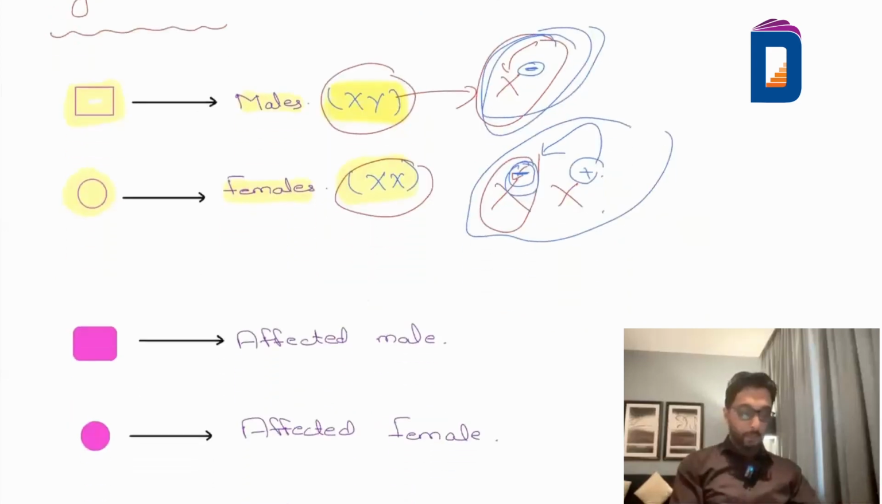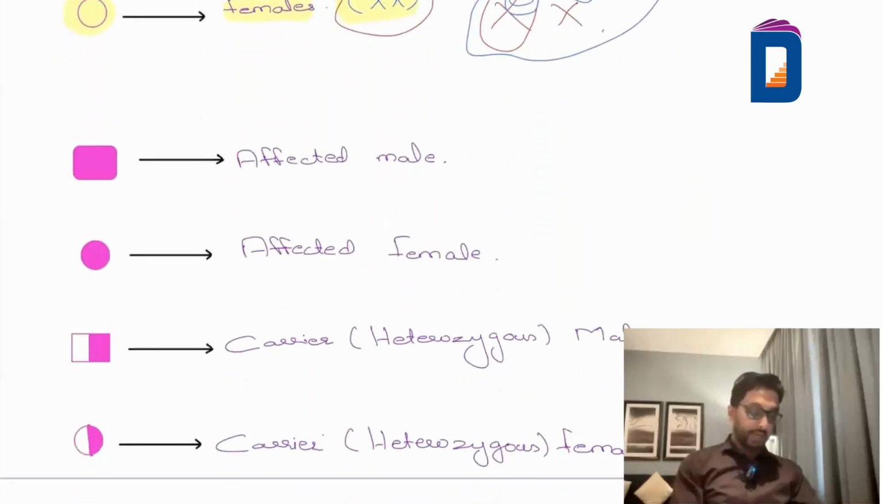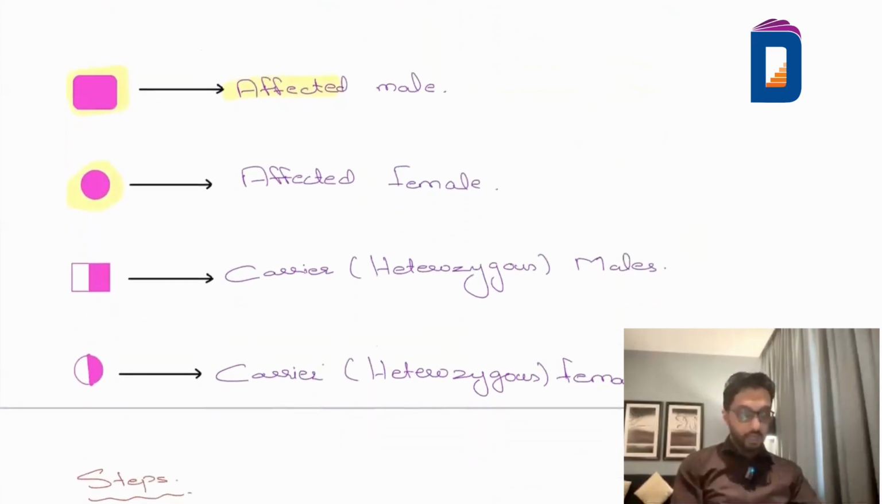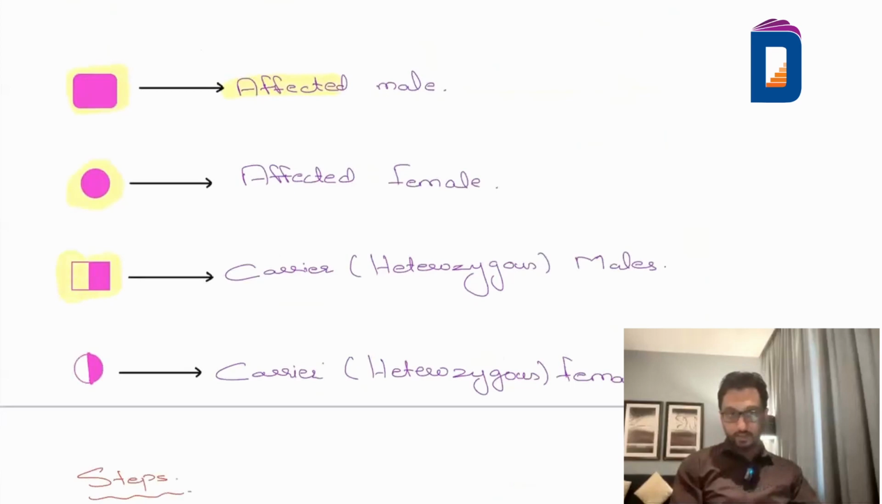Now when you come to the next slide, the same rectangle is an affected male if it is shaded any color, black, pink, whatever they give you. The same with the round one, an affected female. If it is half shaded and a rectangle, it is a carrier male, and if it is half shaded and round, it is a carrier female. That means this is heterozygous. These are homozygous if it's fully shaded.